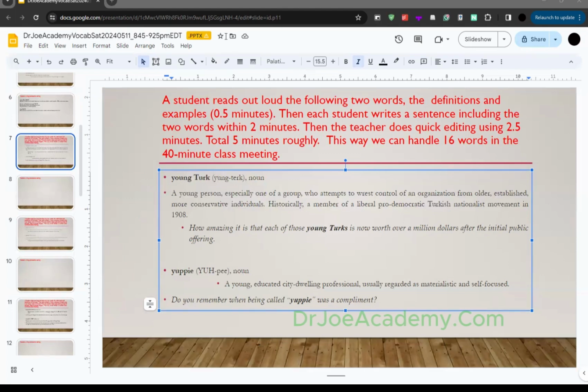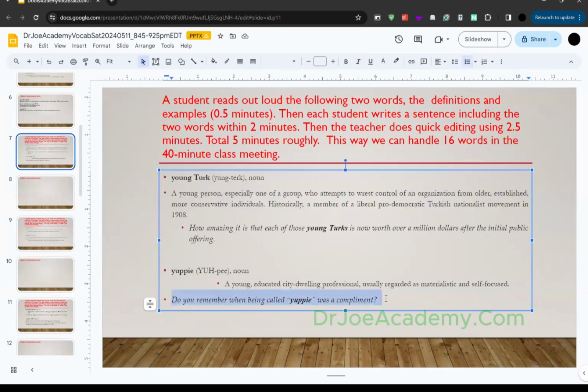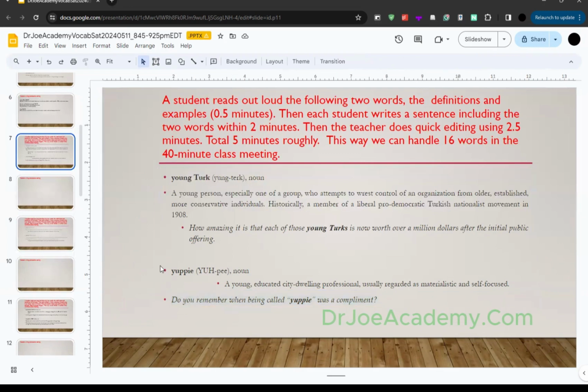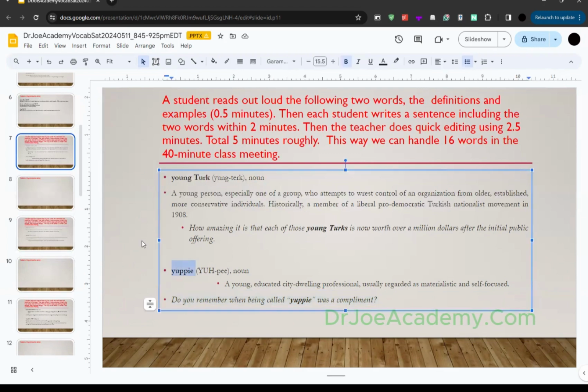Great job, Eric. So a yuppie is also, like Young Turk, describing a young person who usually lives in the city. They are educated, they work professional jobs, and they are usually seen as materialistic and self-focused. If we look at the example sentence, we can see that this nowadays is not really a compliment. When someone is referred to as a yuppie, this is usually seen as kind of an insult, but in the past, it was seen as a compliment.